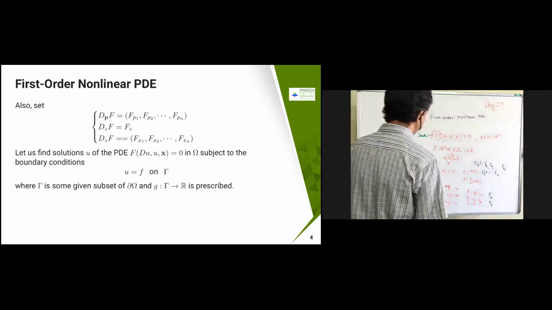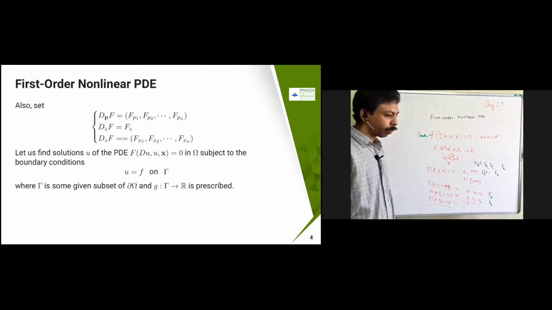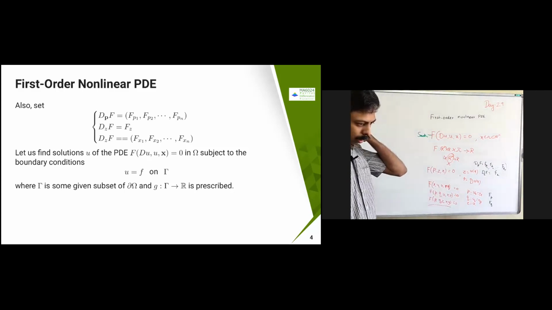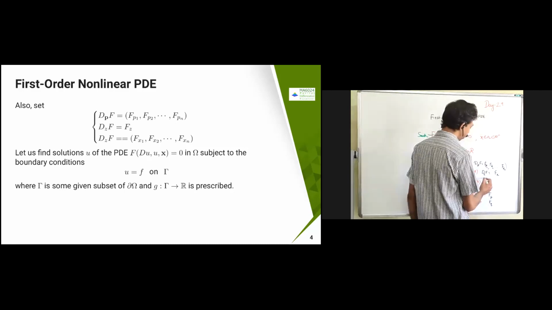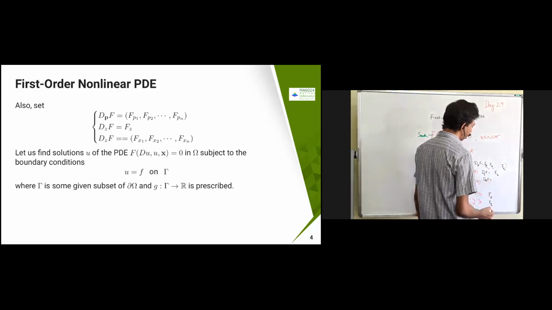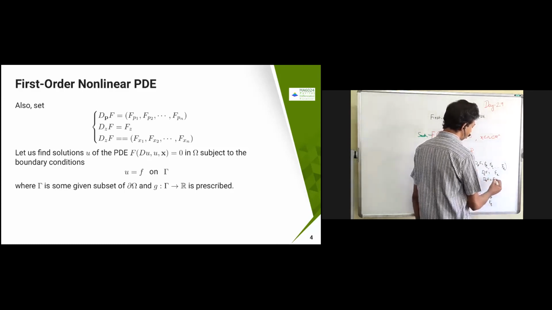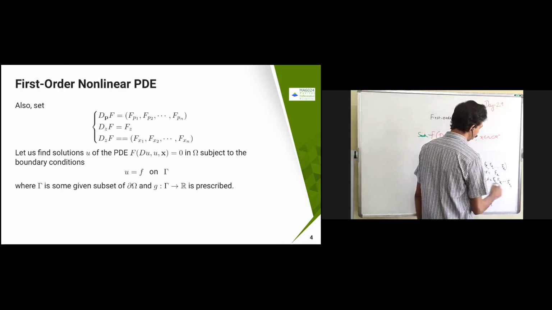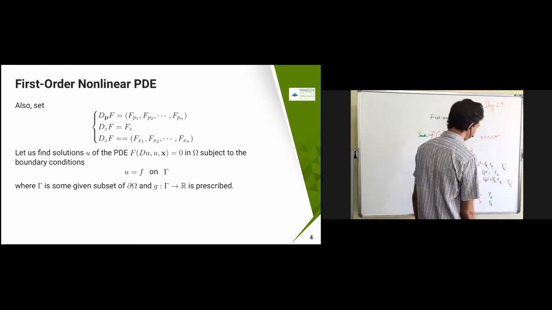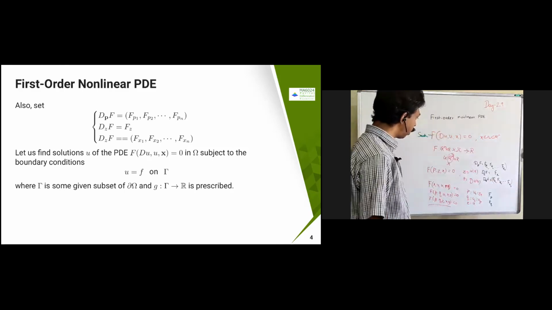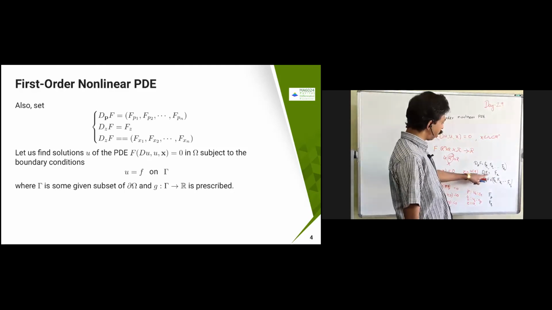Then if I mention Dx of f, not Dz, Dx of f is nothing but fx1, fx2, because it has n variables. So Dx of f is this. This is x, not z.